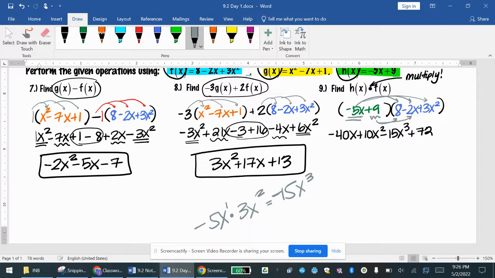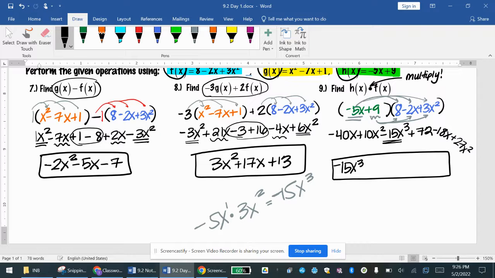9 times -2x is -18x. I'm going to just start writing it like this. Okay, -18x, and then 9 times 3x squared is 27x squared. Sorry, guys. Okay, the highest exponent is going to be the 15x cubed. Y es el único, so -15x cubed. But take a minute and pause the video and combine all the like terms.